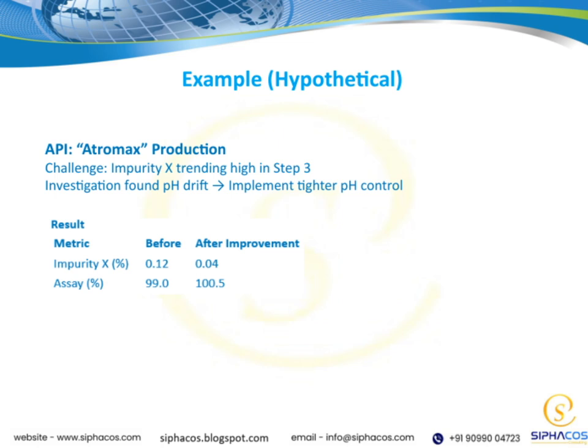This example highlights the importance of closely monitoring key parameters like pH and being proactive in adjustments. It's a reminder that small changes in process conditions can have a big impact on product quality, and that thorough investigation and targeted control measures are crucial in overcoming production challenges.